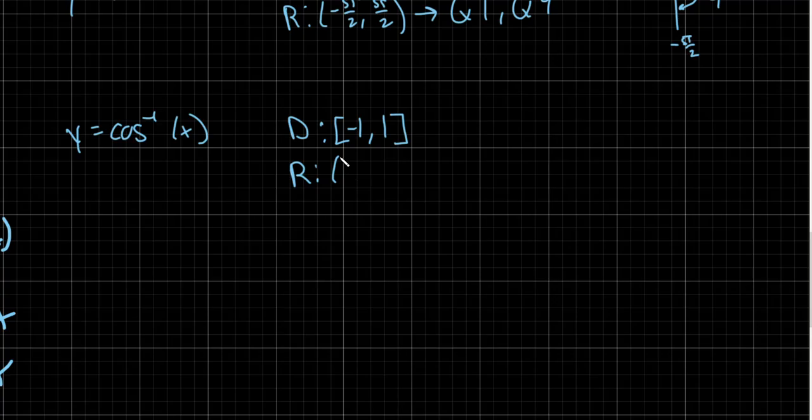What was the range of that function? Yep. 0 to pi. What quadrants is 0 to pi? If I start at 0 and I go all the way to pi, which quadrants? 1 and 2. Yep. So quadrant 1 and quadrant 2. Those are the only two.